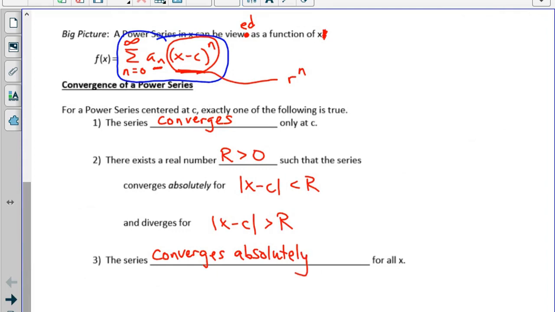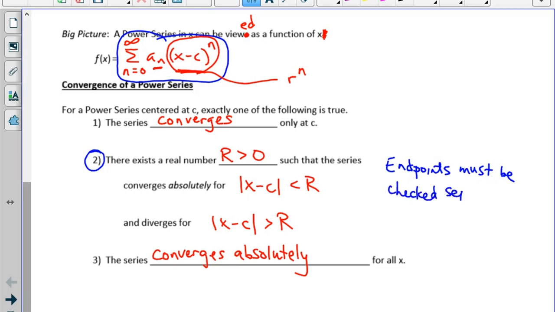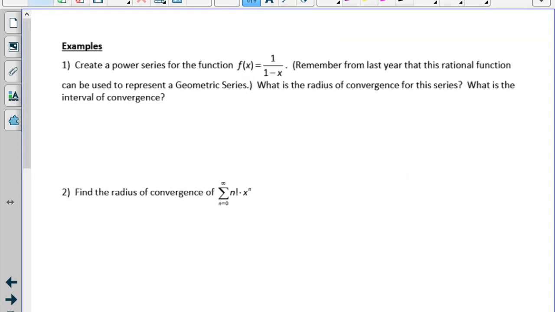Now, if I'm looking at option 2, whenever I have a situation where option 2 exists, my endpoints must be checked separately. And that's why I'm going to go back to the beginning of the worksheet if I remember correctly, or if I remember to do that later on.